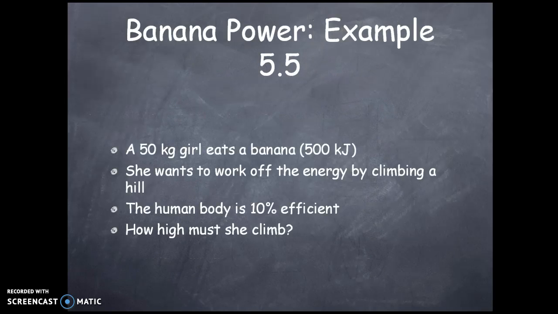Okay, so now let's do another problem based on the efficiency of the body and how we use this metabolic energy. Okay, now let's go with the problem. A 50 kilogram girl eats a banana of 500 kilojoules. She wants to work off the energy by climbing the hill. The human body is 10% efficient. How high must she climb?